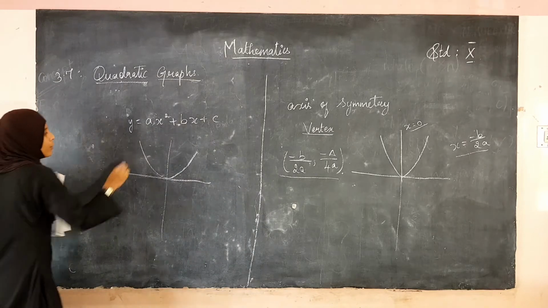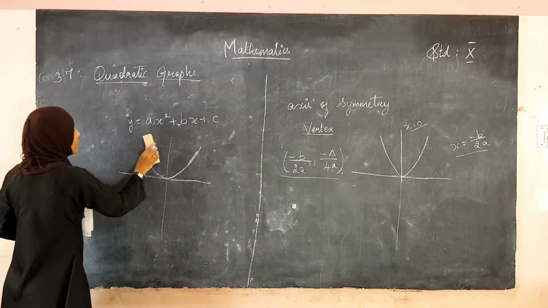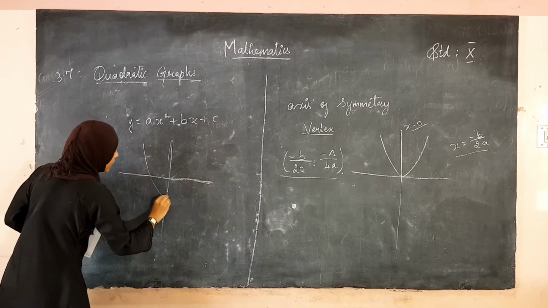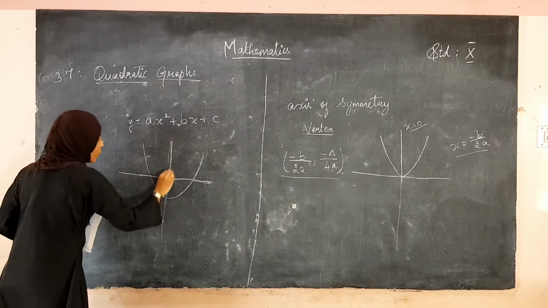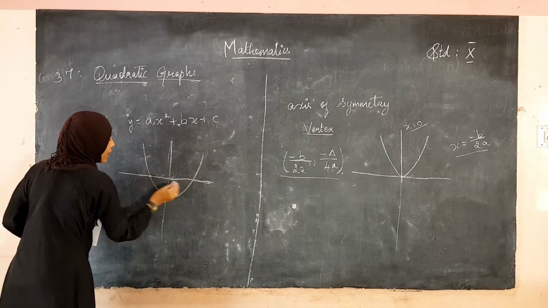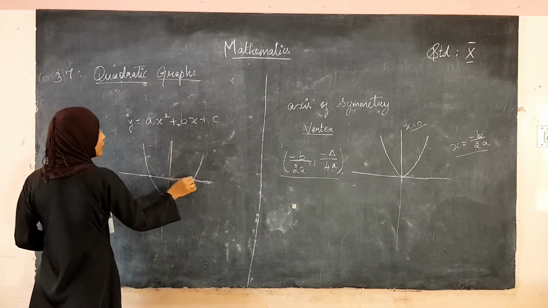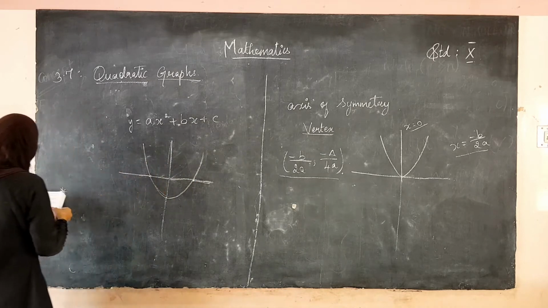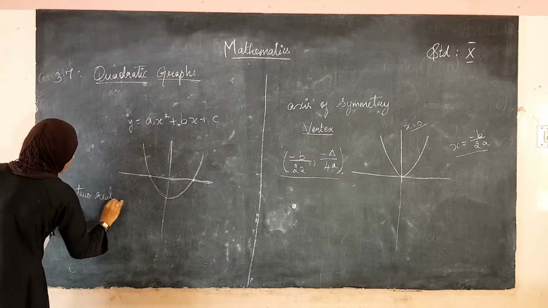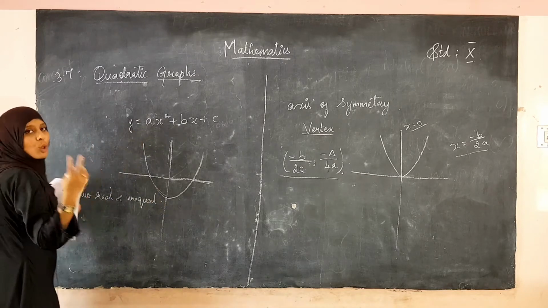There are three cases for finding the nature of roots using the graph. First, if the curve we have drawn touches the x axis twice, at this point and at this point, meaning at 2 points, then the nature of the roots is that there are 2 real and unequal roots.